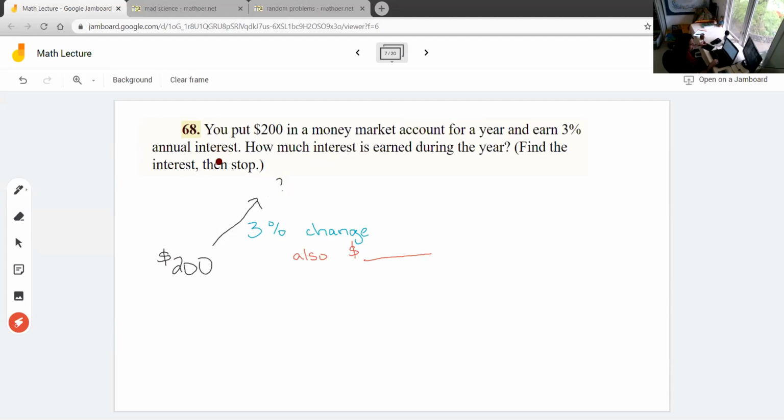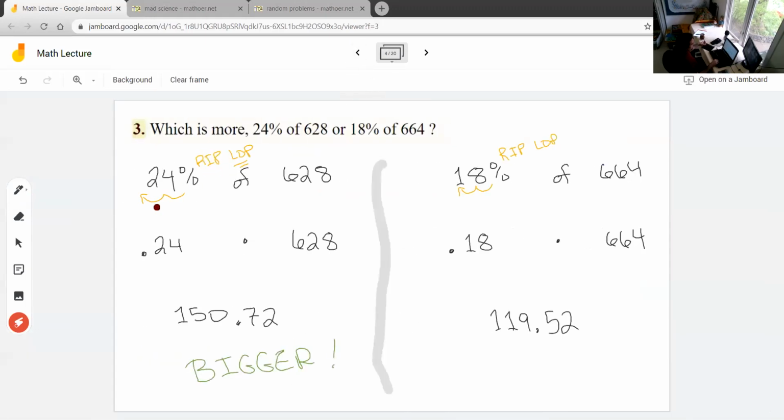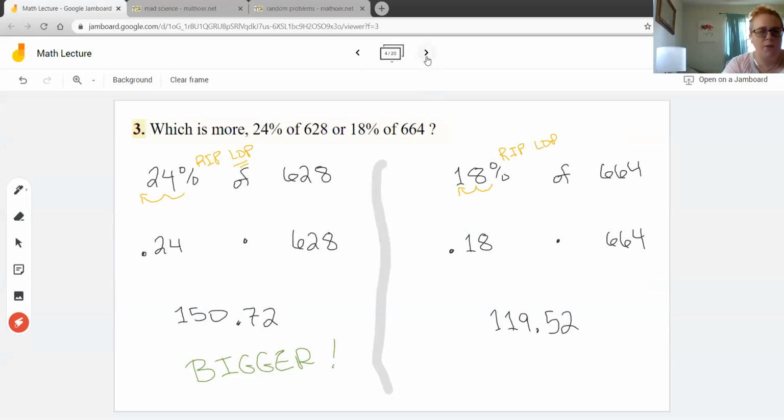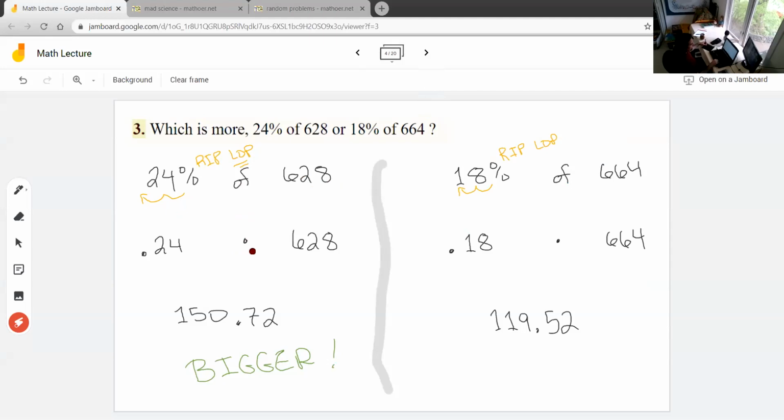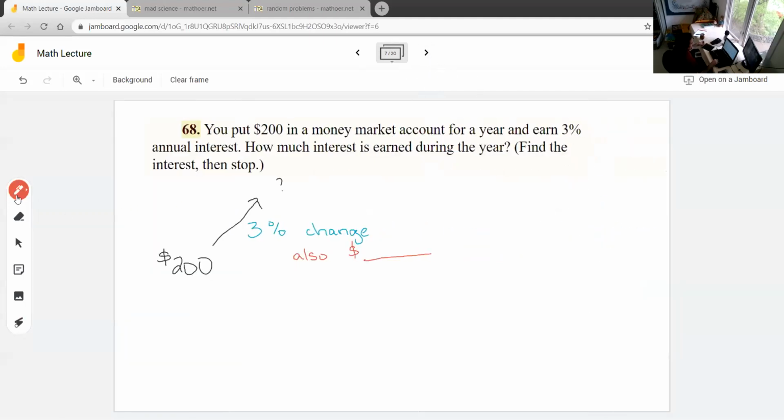So which type of problem is this? Is this one where we're trying to find a percent change, or is this one where we're trying to find the percent of an amount? Trying to find a percent of an amount. Percent of an amount, yeah. So we're doing this process, the multiplication that starts with your block. So we're wondering 3% of 200.